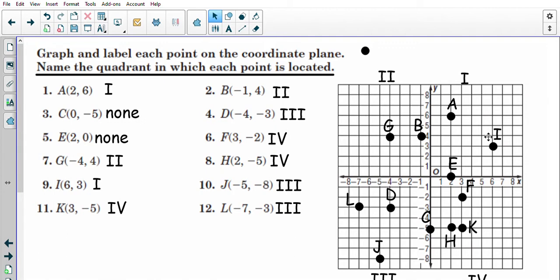Number 10, we have -5, -8. Begin at 0, 0, go left 5, down 8, put a point. This point will be in quadrant 3. Number 11, 3, negative 5, go right 3, down 5, put a point. It's right next to H. This will be in quadrant 4. Finally, number 12, negative 7, negative 3, left 7, down 3, label it with an L.